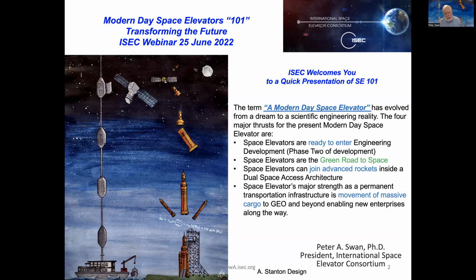So we've got a modern day space elevator. We've come up with the term green road to space because we don't burn anything in the atmosphere. We raise everything with electricity, and we also enable missions that can significantly help our atmosphere, even stop global warming, is one claim. So we're ready to start engineering, and we want to join rockets as a collaborative approach to space. We call that the dual space access architecture. The real kicker is we move massive amounts of cargo. We'll show you some numbers here that'll just blow your socks off compared to our history.